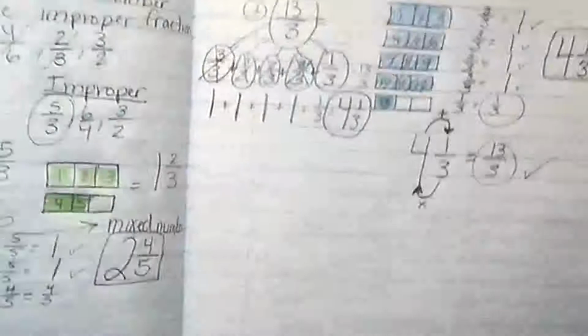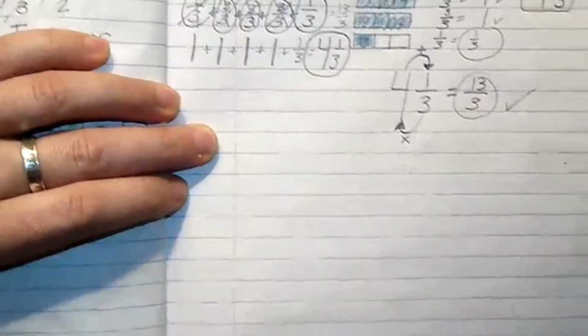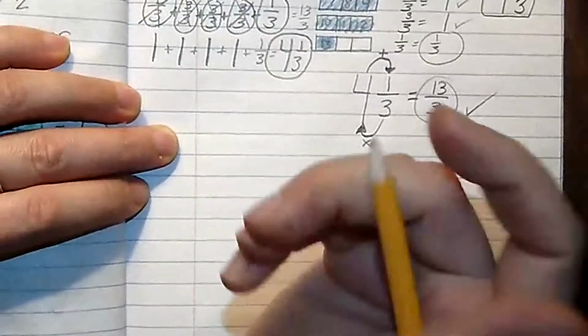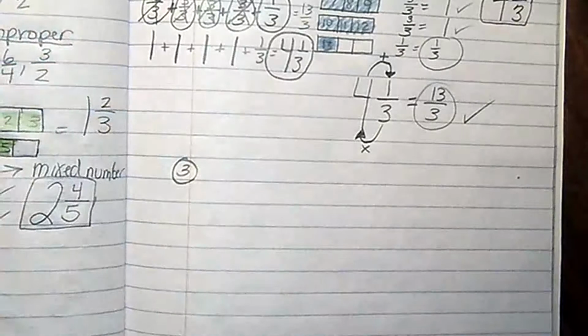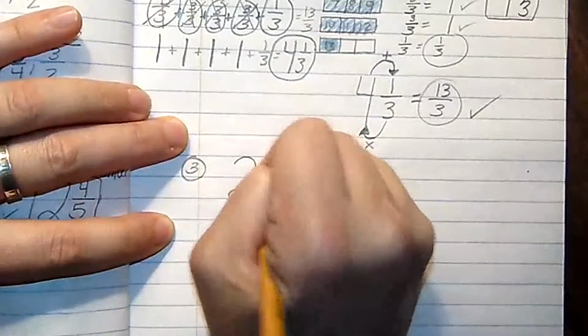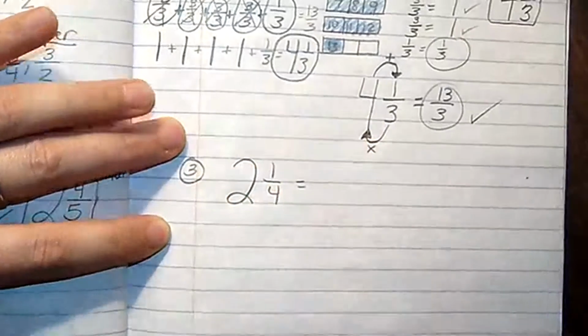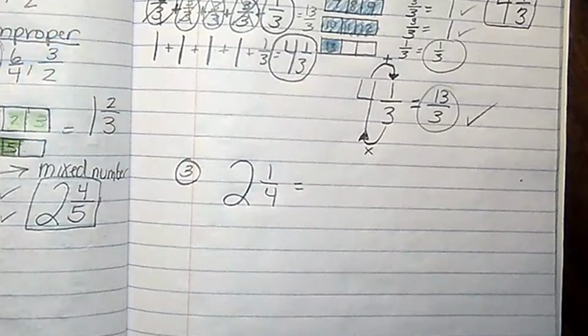All right, last problem for today. If this feels hard to you, don't worry. This is our first day doing it. Just take some practice, okay? Here's number 3. I'm going to give you a mixed number this time, 2 1/4. And I want you to be able to turn it into an improper fraction.